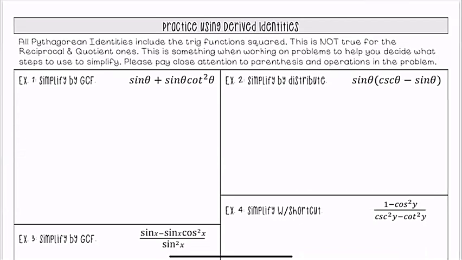I did mention here, obviously, already that we're looking at operations. I'm going to highlight that word. Operations as in add, subtract, multiply, divide, and that everything is squared. Those are the two things you're going to look for if you can and should use a Pythagorean identity.